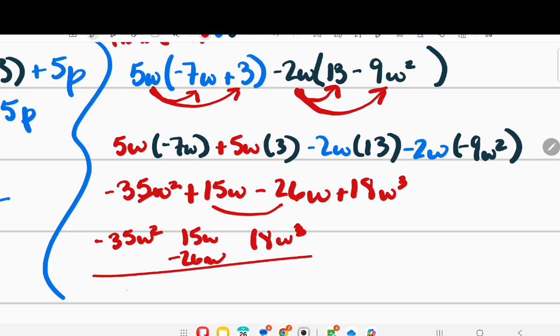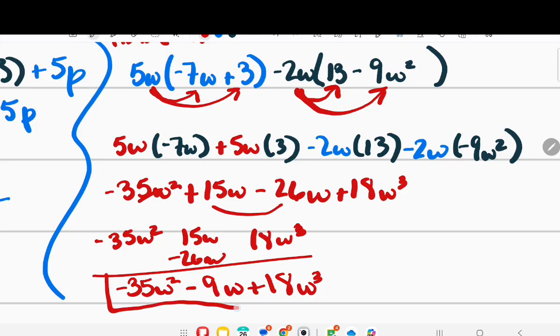The answer is negative 35W squared minus 9W, 18W cubed. What sign do I have to put right there? There you go. It is a 3-term degree polynomial, trinomial, I say. It is a 3rd degree trinomial.